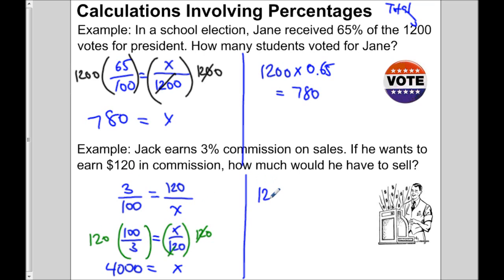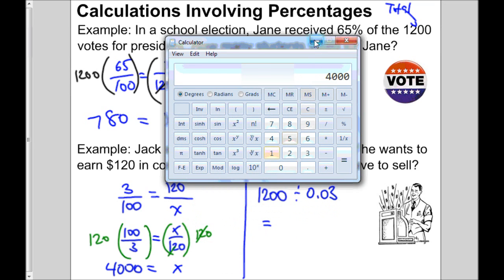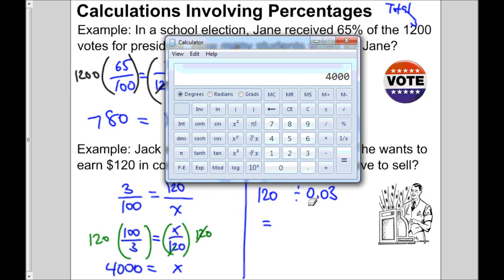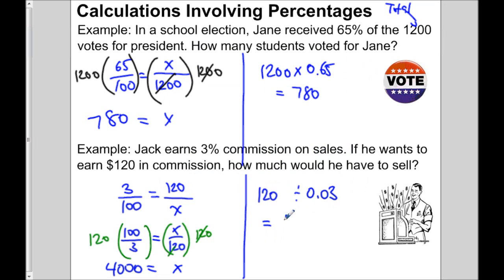So the shortcut would be, in this case, 120 divided by 0.03, because that's 3% as a percentage. Sorry, not 1,200, 120, typo. So 120 divided by 0.03. Let's figure that out. 120 divided by 0.03 gives you 4,000.